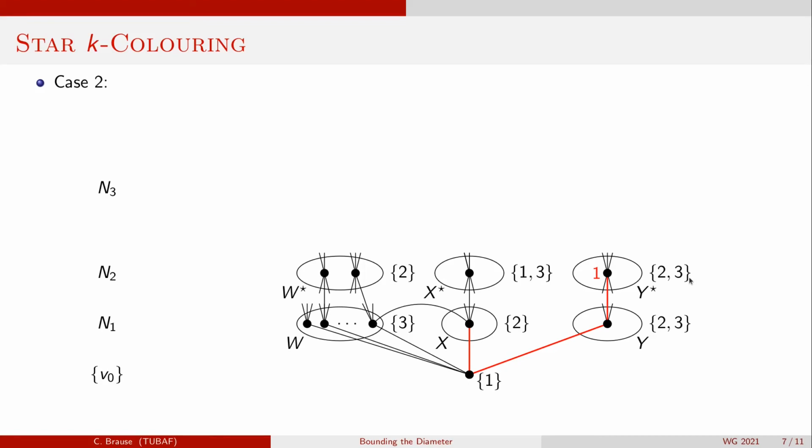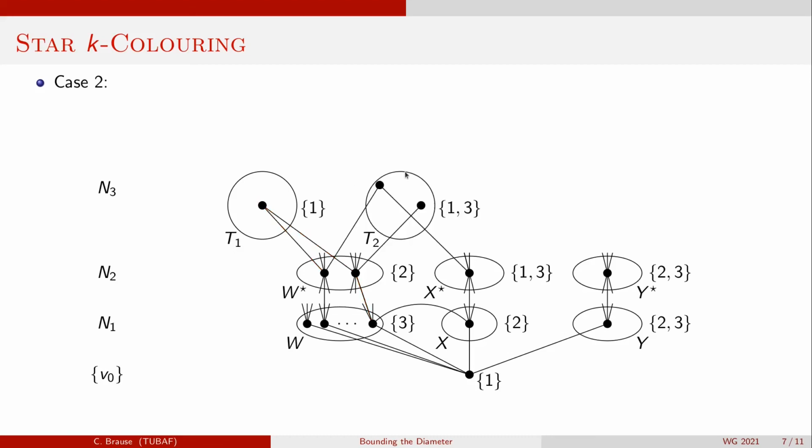Okay, so let's go to the vertices that have distance 3 to V0. First of all, let T1 be the set of vertices which have at least 2 neighbors in W star. As there is no bichromatic 4 path, we find that the only color we can assign to the vertices of T1 is color 1. Next, let T2 be the set of vertices which have exactly 1 neighbor in W star. So we see that we can only assign color 1 or color 3 to these vertices.